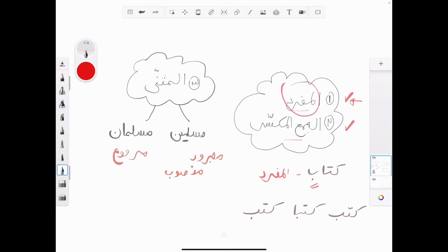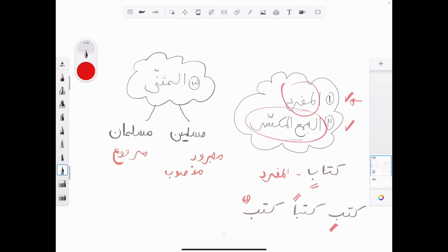The same pattern or the same logic also follows for words that are jama mukassar, broken plurals. So I have 3 examples here. When it's majroor, it'll be kutubin. When it's mansub, it'll be kutuban. And when it's marfu, it'll be kutubun. So we've covered these 2 in the previous videos.